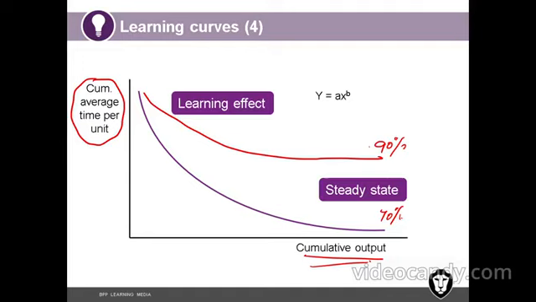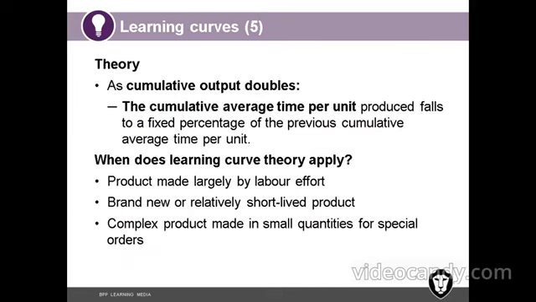Equation I already have showed you. Steady state. Steady state means after the learning maturity point. Can you see in my graph up to here it reduces, then it is almost constant, right? Constant means steady state. Steady state means what? After the learning maturity point has been reached. Theory: as cumulative output doubles, the cumulative average time per unit produced falls to a fixed percentage of the previous average. When does learning curve theory apply?